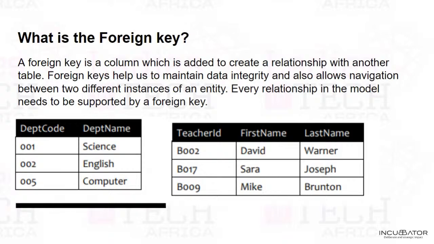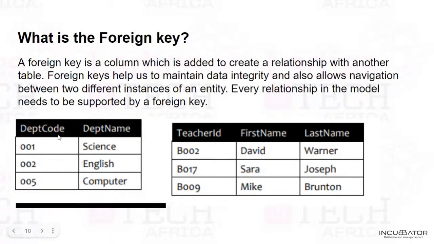What is a foreign key? A foreign key is a column which is created to create a relationship with another table. Foreign keys help us to maintain data integrity and also allow navigation between two different instances of an entity. Every relationship in a model needs to be supported by a foreign key. Basically, let me explain once and for all.